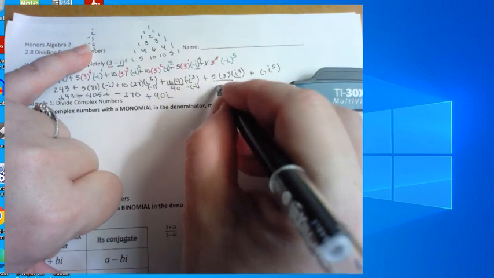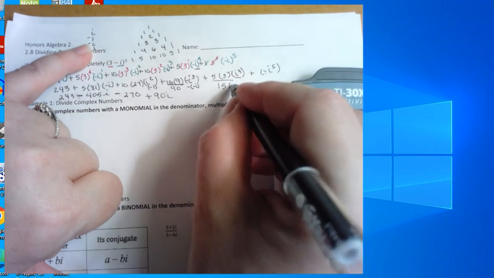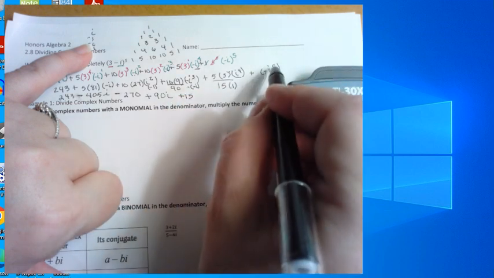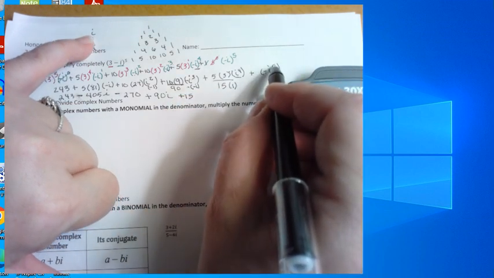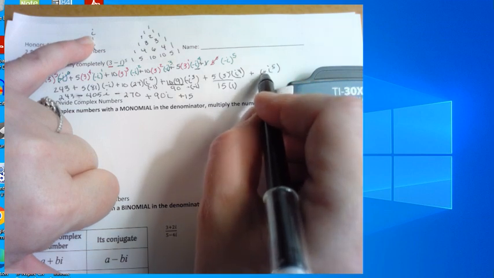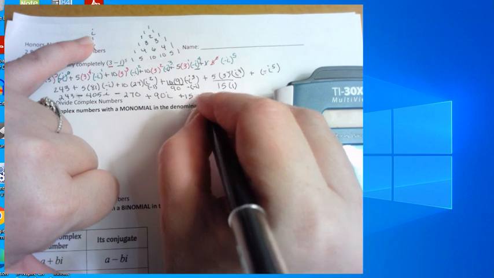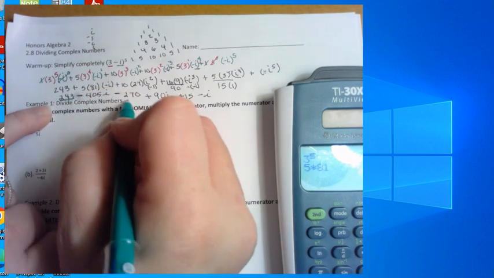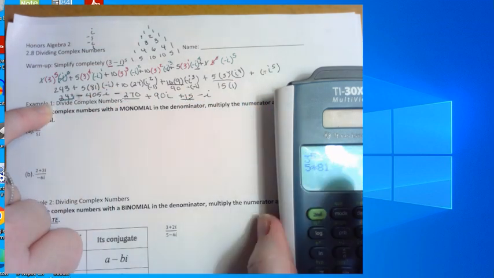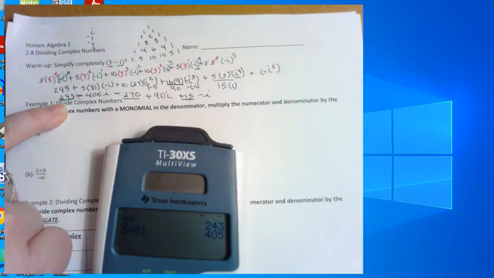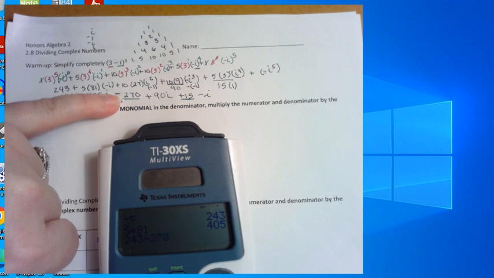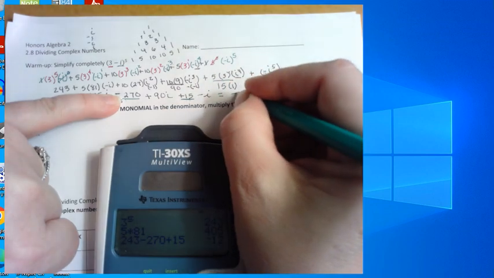This is really tricky. It's going to make it plus 90i. And then down here, I know that that's 15. i to the 4th is just 1. So that's plus 15. And i to the 5th, that's 1 left over. It's just going to be i, but it's negative. So minus i. Okay, last step. I've got to combine like terms. Every other one is a whole number and got rid of the i's altogether. So I'm at 243 minus 270 plus 15 equals negative 12.